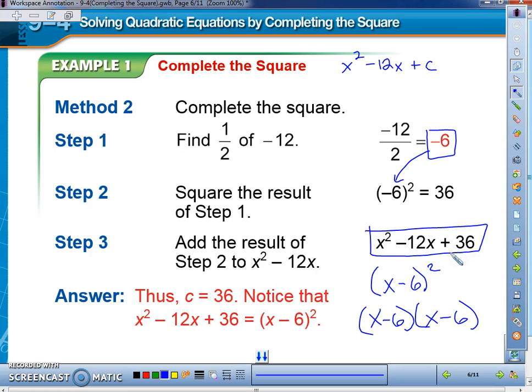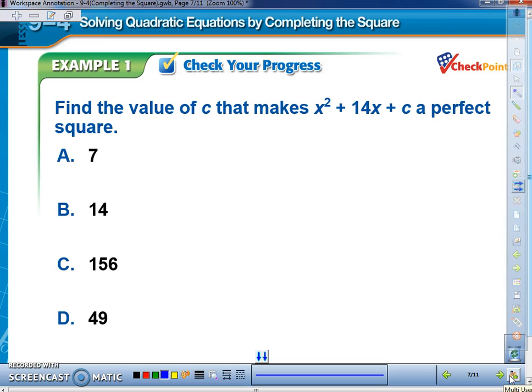Another thing to remember is you can do anything to a formula as long as you do it to both sides of the equal sign. Remember that as we go into this next slide. Okay? Find the value of c. Actually, it's the slide after this. Find the value of c that makes this work.